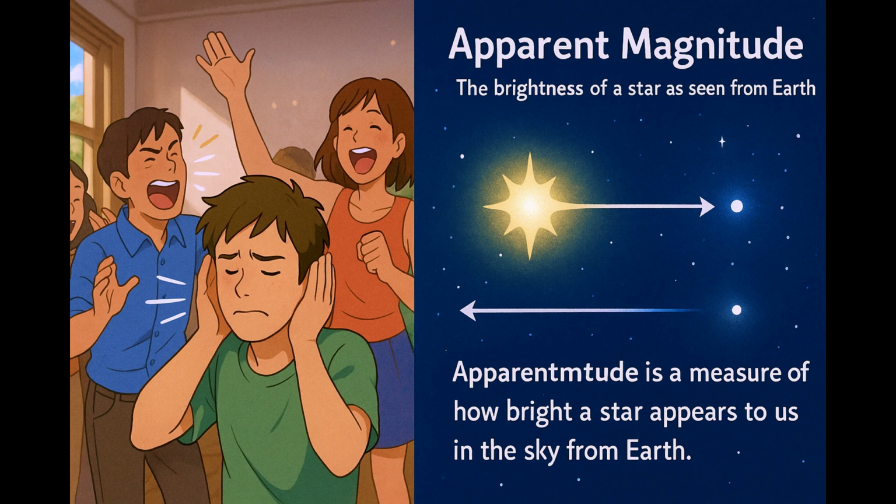Just like the apparent loudness of someone's voice depends on their distance from you and how loudly they're actually speaking, the apparent magnitude of a star is how bright it seems from Earth, influenced by both its intrinsic brightness and how far away it is. In this analogy, the people at the party are the stars, their voices are their intrinsic brightness, and your perception of their loudness is the apparent magnitude, which helps you decide who seems loudest based on proximity and volume.